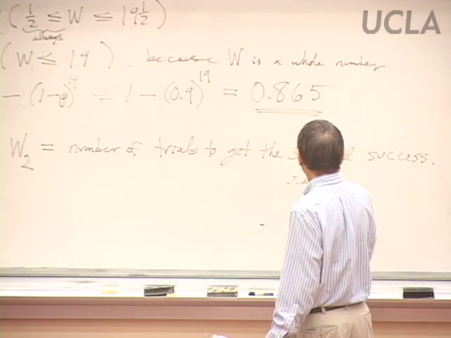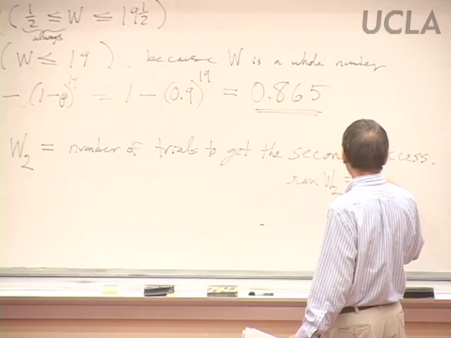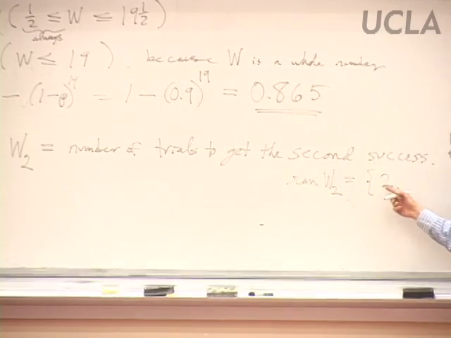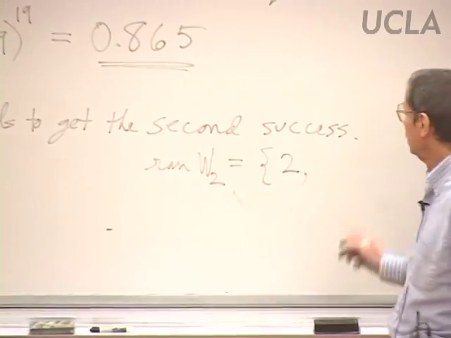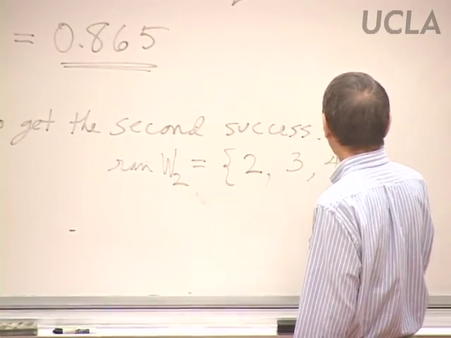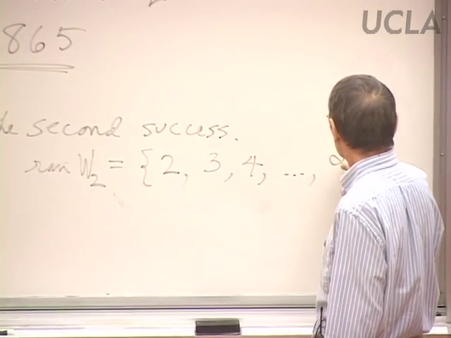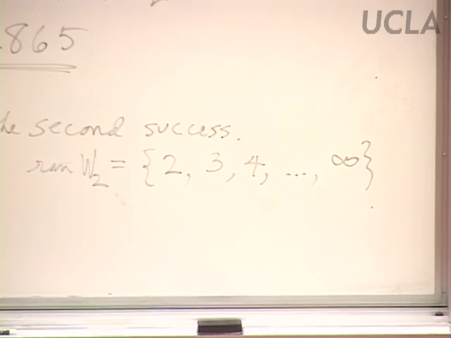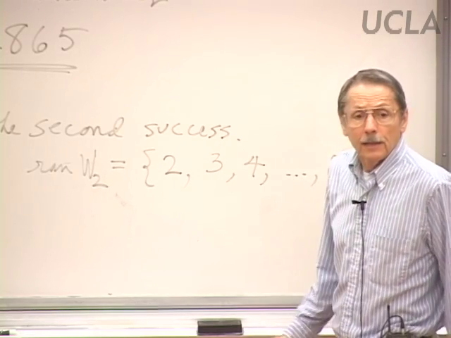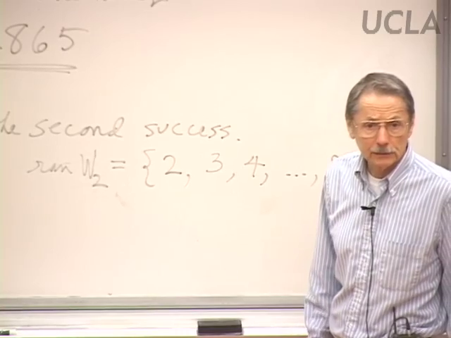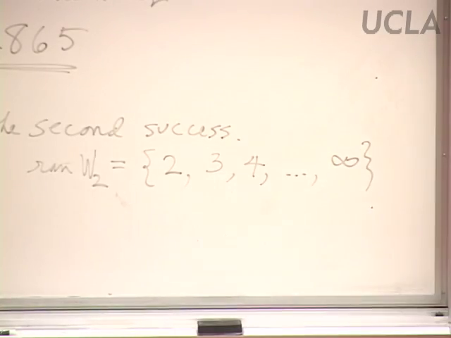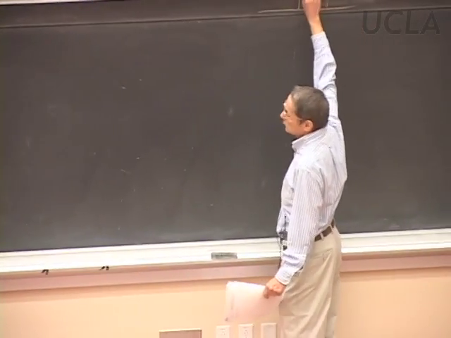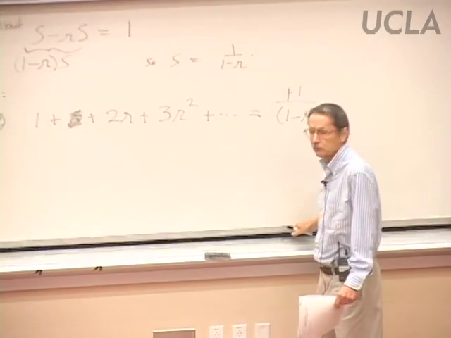For one thing, the smallest W2 could possibly be is 2. To get 2 successes, you're going to need at least 2 trials, or it could be 3 or 4. It is even imaginable that you never get a second success, although that has probability 0. Well, a new random variable, we can ask the same questions. What's the probability mass function? Or for starters, what's the probability that the next time we run the experiment, W2 is 5?